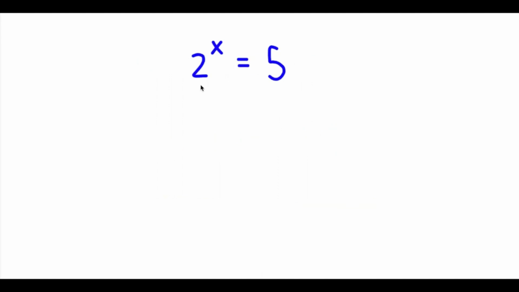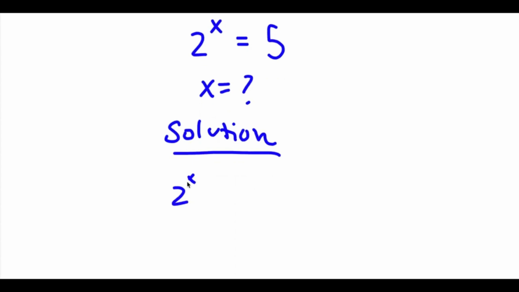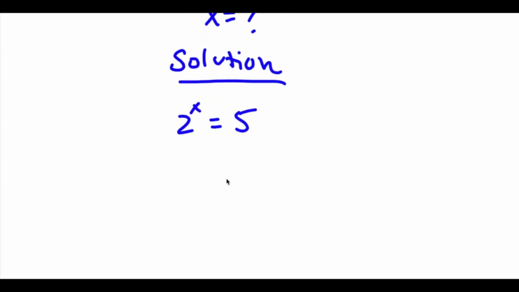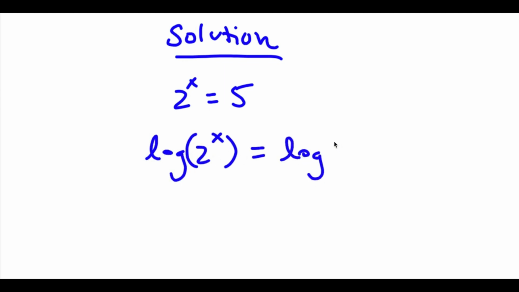Alright, so I have 2 to the power of x is equal to 5. And now I want to find the value of x. So for my solution, I first start with 2 to the power of x is equal to 5. Now what I'm going to do is I'm going to take the log on both sides. So now I have log 2 to the power of x is equal to log 5.